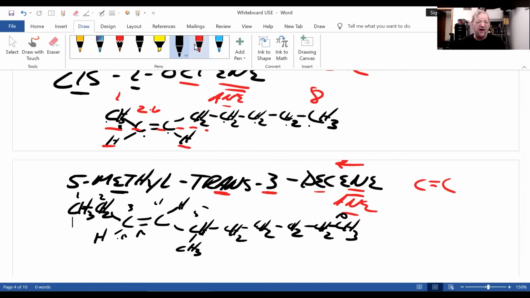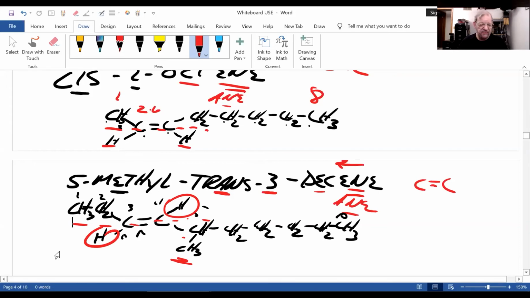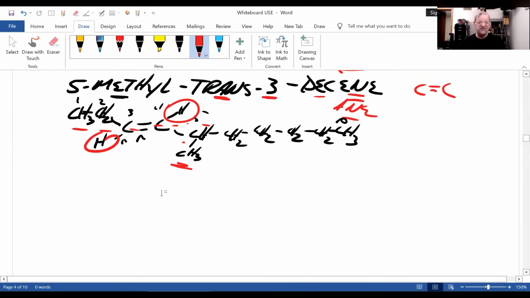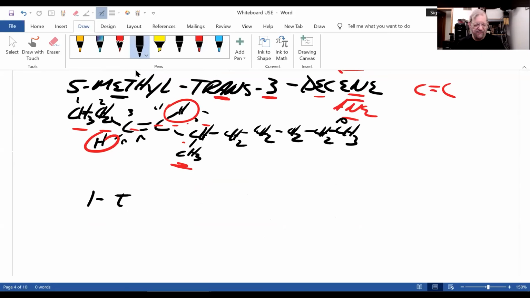It's trans. How do I know? If I put in my plane, the hydrogens are opposite, and I have my methyl group on carbon 5. So that's how you do 5-methyl-trans-3-decene. Isn't it amazing all the stuff you're learning? Now, let's do this one. I'll do this one because I see our time's almost up.